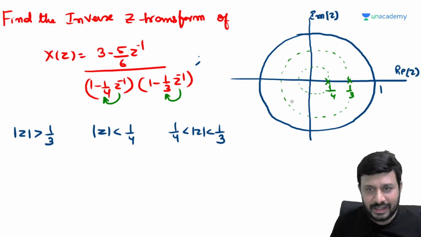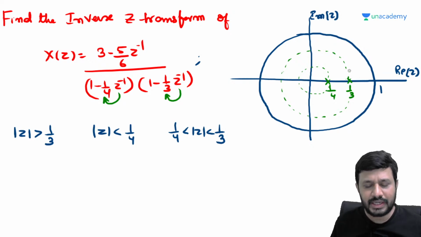If I take from 1 by 4 inside, from 1 by 3 outside, it means there is no common ROC. So only 3 cases I will be getting.